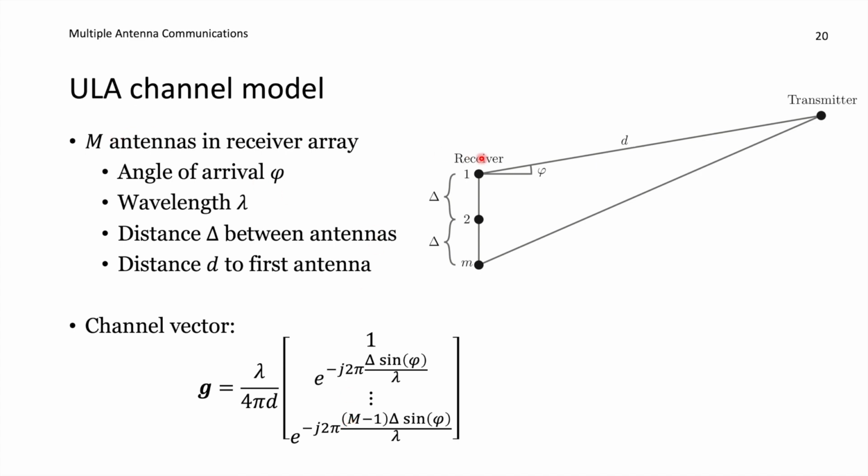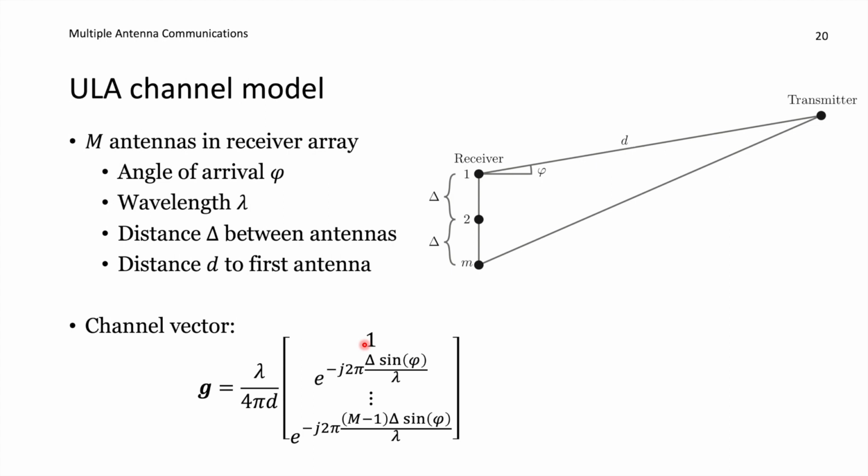So to summarize, when we are computing the channel vector for a uniform linear array, or ULA, then if we have M antennas in our receiver, we have an angle of arrival, phi, we have a wavelength lambda, we have a distance delta between the neighboring antennas, and the distance is d to the first antenna, then a channel vector is computed like this. We have the channel attenuation in front, lambda divided by 4 pi d. And then in addition to this channel attenuation, you have different phase shifts on different antennas.